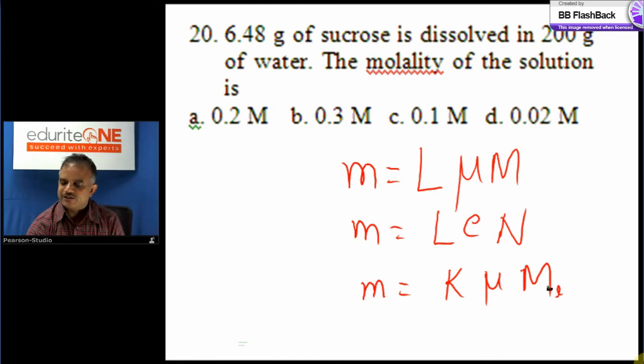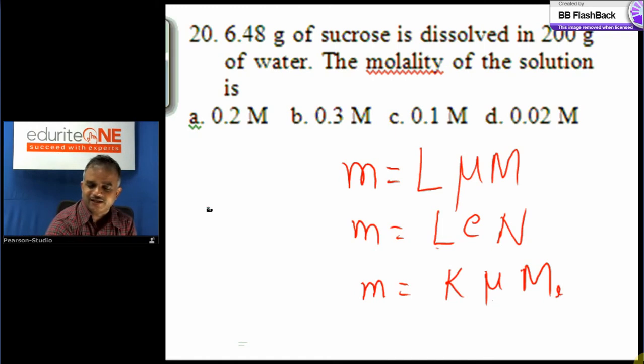So now, look, these are all normality, molecular mass, equivalent mass. And here, you know that this is again molecular mass, molality, but this is in kg. These 3 powerful formulas can save time. Otherwise, how can you get these formulas?